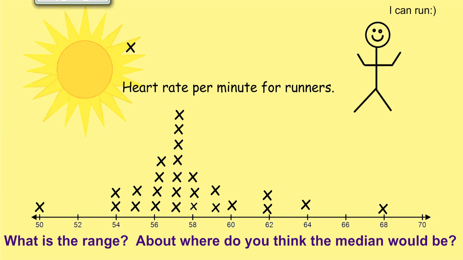All right, try to use this line plot and see if you can find the range here for the heart rate per minute for runners.